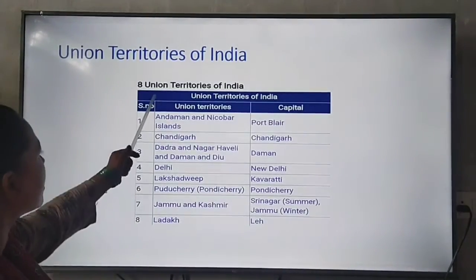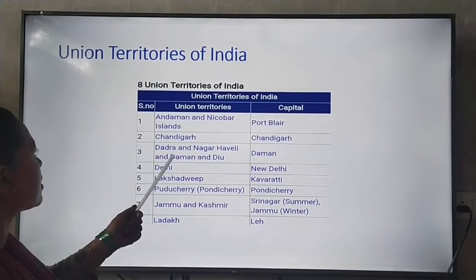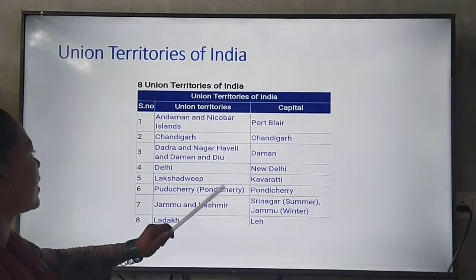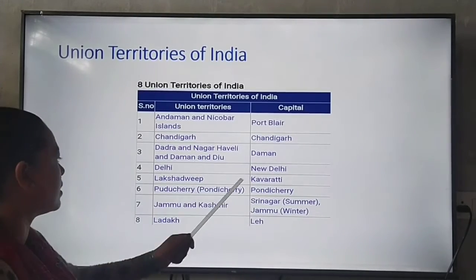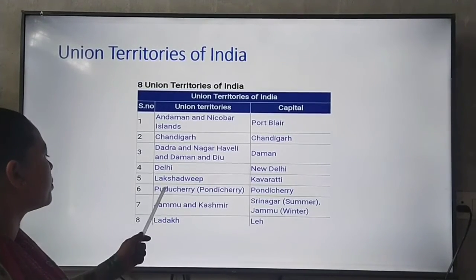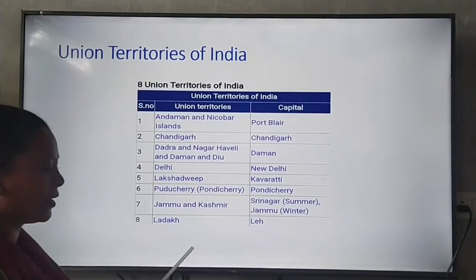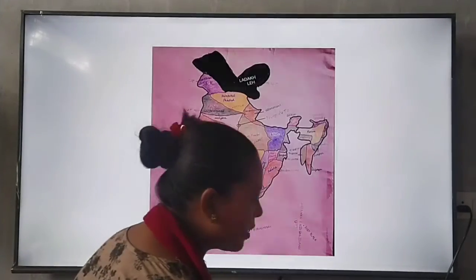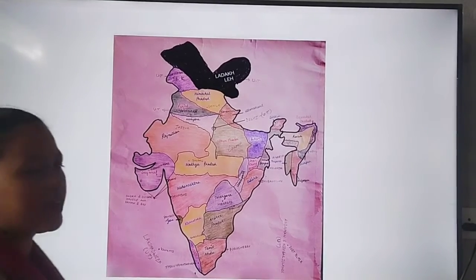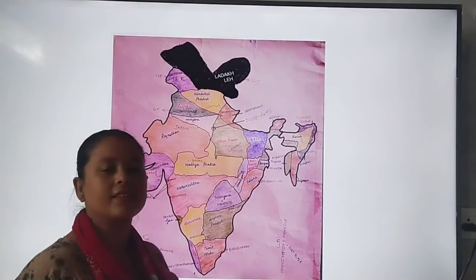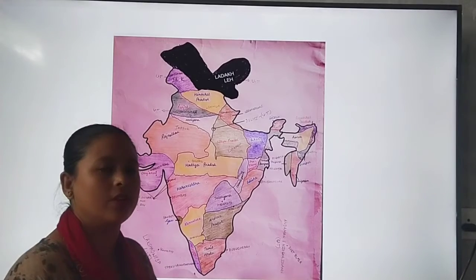These are the union territories of India: Andaman and Nicobar Islands, Chandigarh, Dadra and Nagar Haveli and Daman and Diu, same capital Daman, Delhi, Lakshadweep, Puducherry, Jammu and Kashmir, and Ladakh. Let's have a look on the map of India. So children, now let's have a look at states and union territories of India on the map.